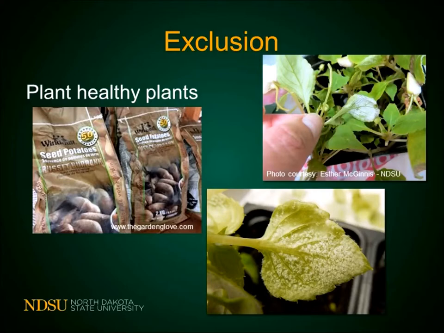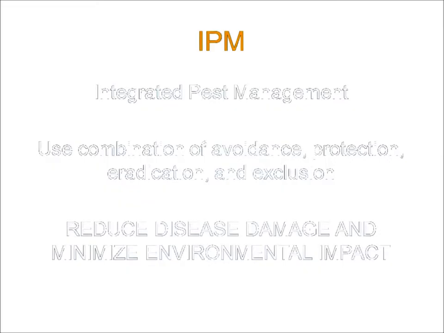So the last thing I want to talk about before I go through an example of how we can use these different approaches is integrated pest management. So you might have heard people talking about this in an agricultural kind of system. Well, the same thing can be applied in your garden. And basically, integrated pest management, or IPM, is using a combination of avoidance, protection, eradication, and exclusion to limit the amount of damage there is to the plants by different pests and different fungi, while minimizing the environmental impact and the cost of controlling the disease.